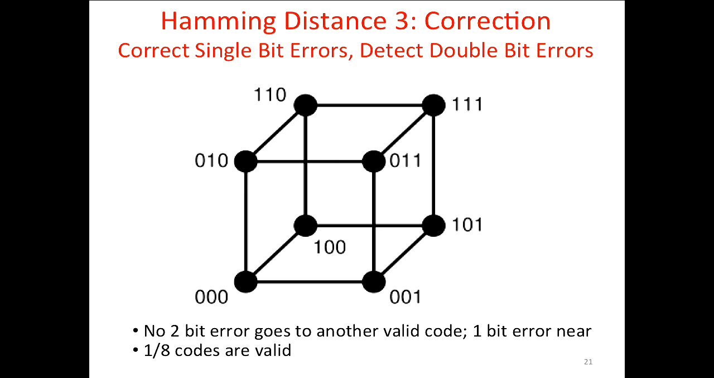To get to correction, it's more expensive. You have to consume more of your possible combinations to provide this buffer between the legal combinations. In this case, with a 3-bit code, we can only encode 1 bit of data. And so we say all zeros and all ones are the only legal combinations.